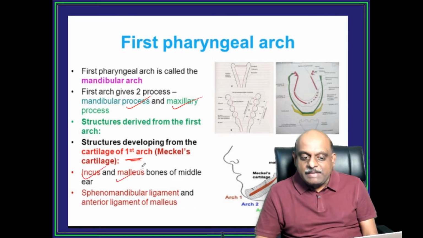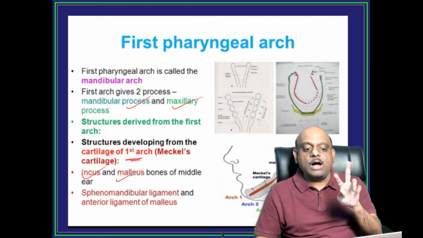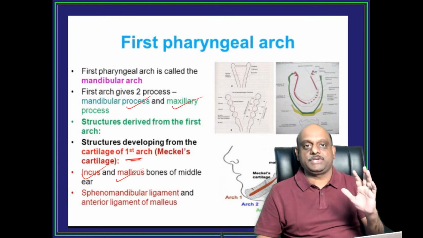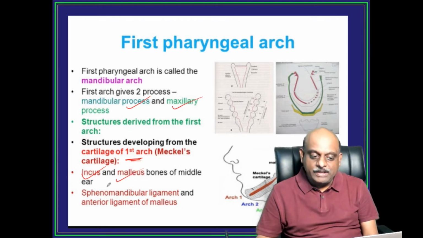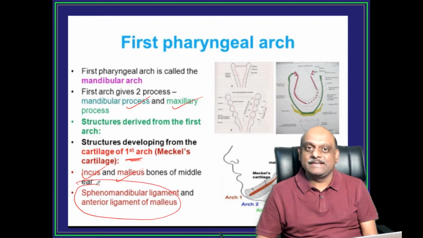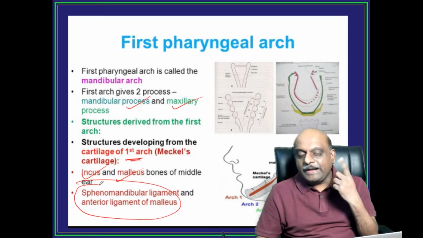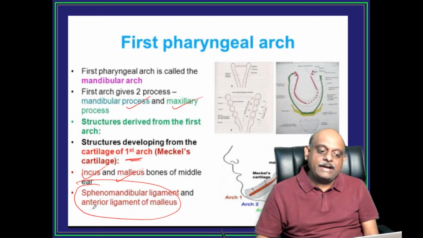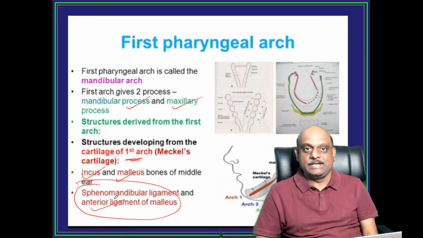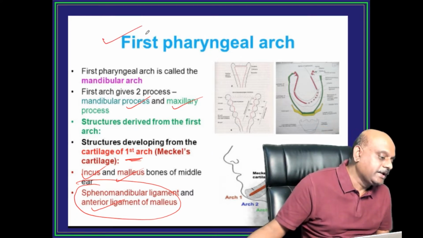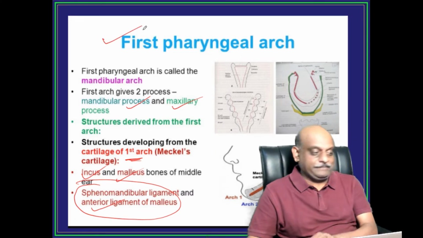Similarly, Incus, malleus. These two are basically the middle ear bones which are derived from the first arch. That's what you should remember. Then, now we come to the examiner's question. Sphenomandibular ligament. Sphenoid process of the maxillary bone to the mandible. The connecting ligament is sphenomandibular ligament and anterior ligament of malleus. They're also derived from the first pharyngeal arch, is what you have to basically remember.